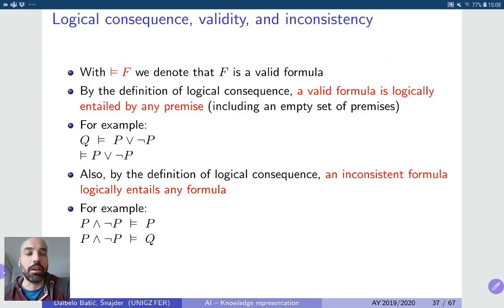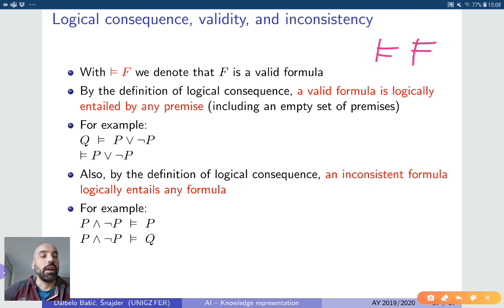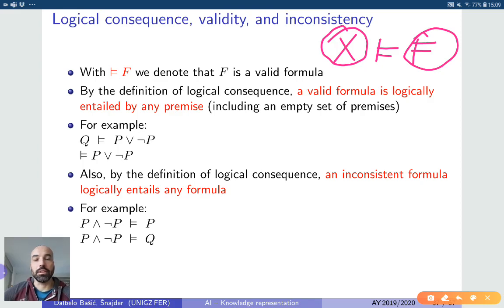Now, by the definition of logical consequence, a valid formula is logically entailed by any premise, including an empty set of premises. If I have formula f, and I'm telling you f is always true, regardless of the interpretation, then whatever you have on the left-hand side is going to make your relation true. Whenever your set of premises is true, f is going to be true as well, because f is a valid formula. It's always true. So a valid formula is logically entailed by any premise.